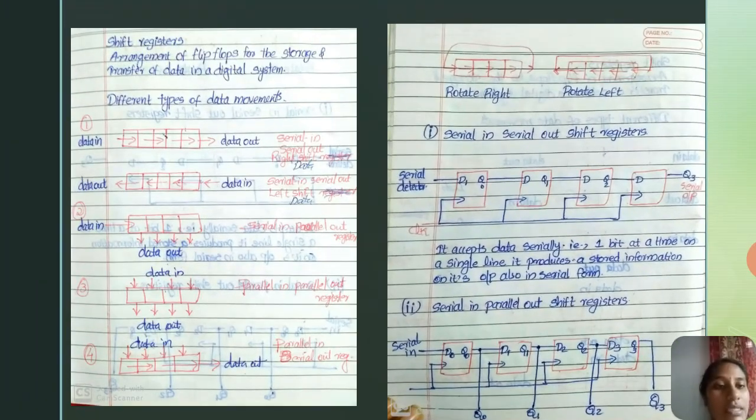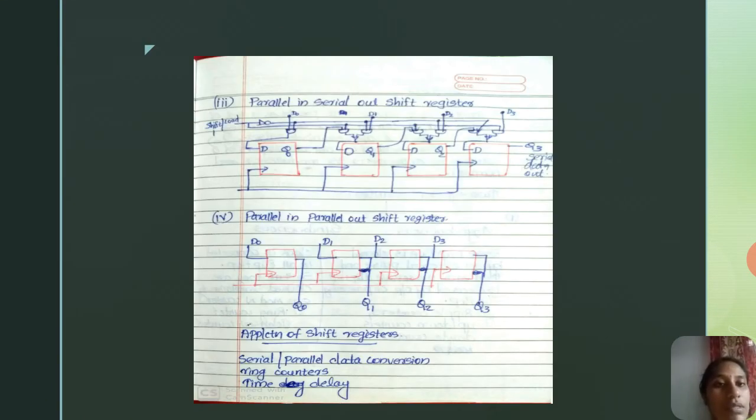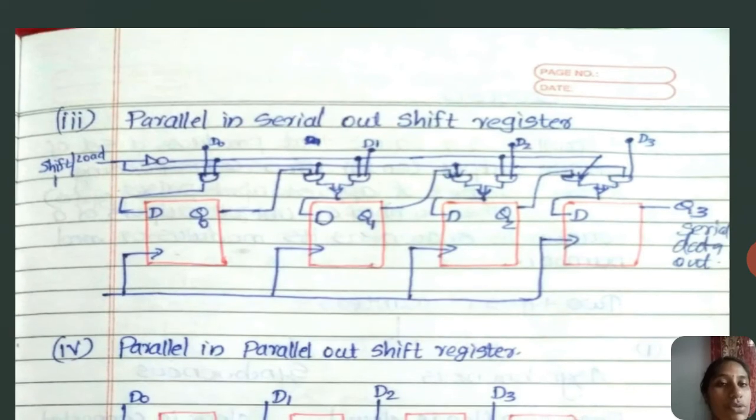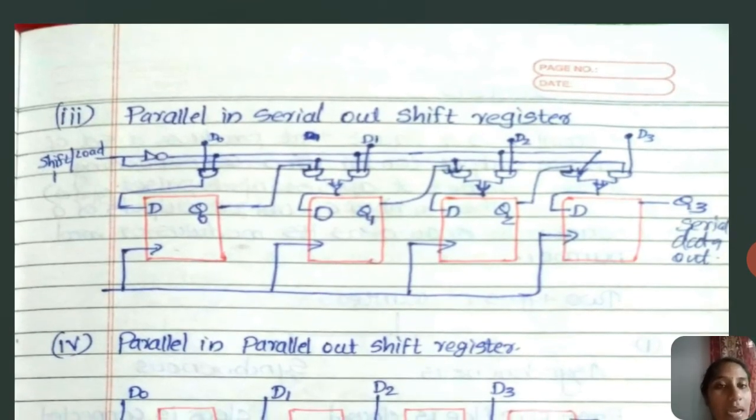Okay, moving on to the next category, third one, which is parallel in and serial out shift register. You can see in the diagram here you have to do two operations, that is doing parallel inputting as well as serial outputting. For the first flip-flop, there is only one operation you have to do, that is parallelly inputting the data to the flip-flop, because there is no preceding flip-flop for the first one. Then moving on to the second one, you have to do the two operations of parallel inputting as well as the serial outputting from the preceding one.